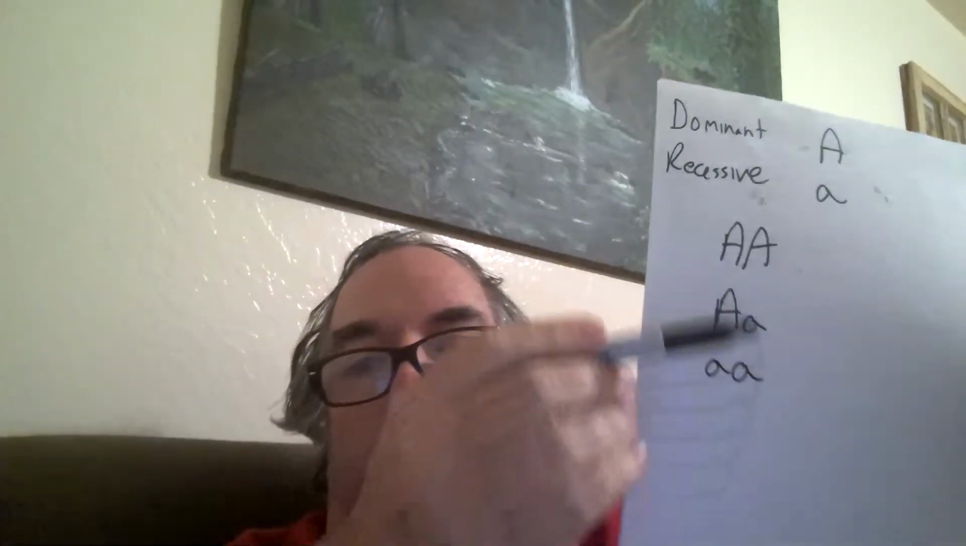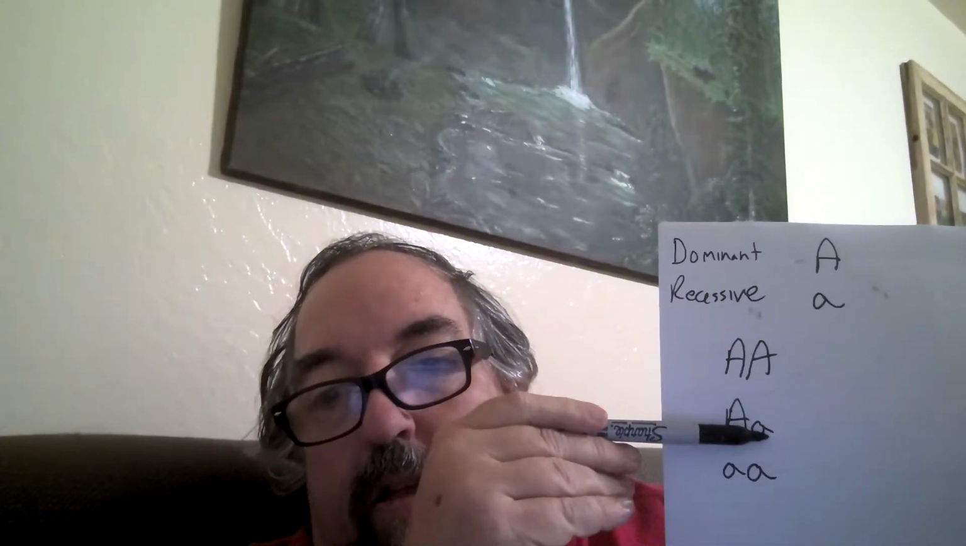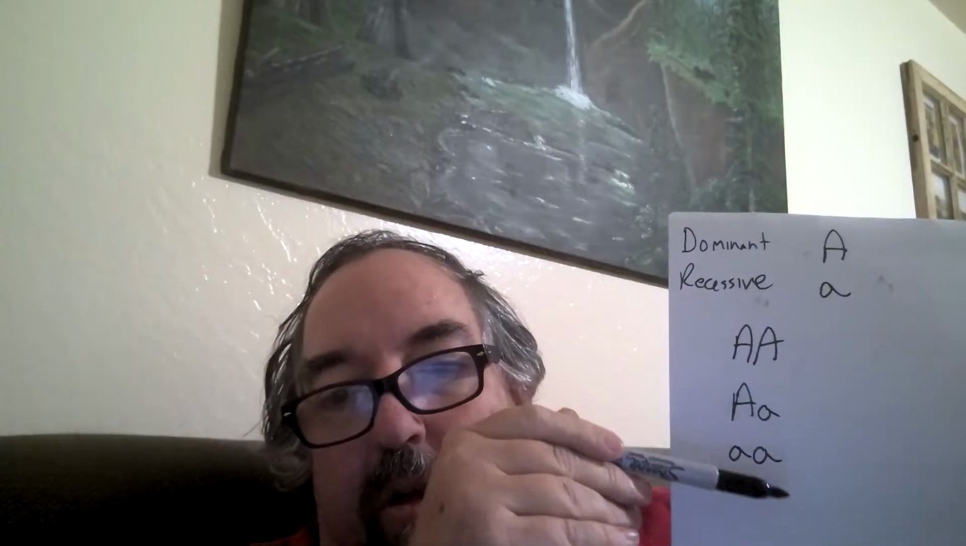So then an individual has three choices, because they're going to have two copies of this gene. They can have two big A's, they can have one of each, or they can have two little a's. So for any trait, you've got three choices. You can be big A big A, which is homozygous dominant. You can be big A little a, which is heterozygous. Or you can be little a little a, which is homozygous recessive.